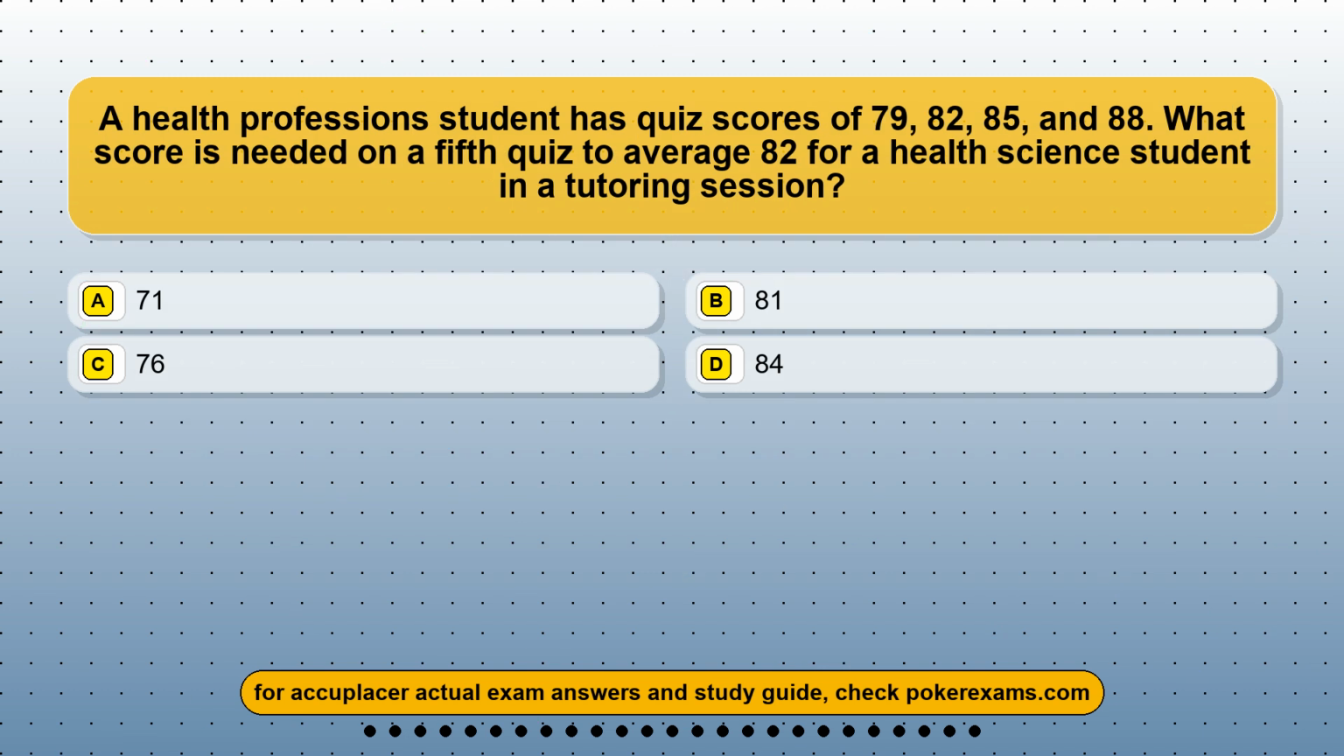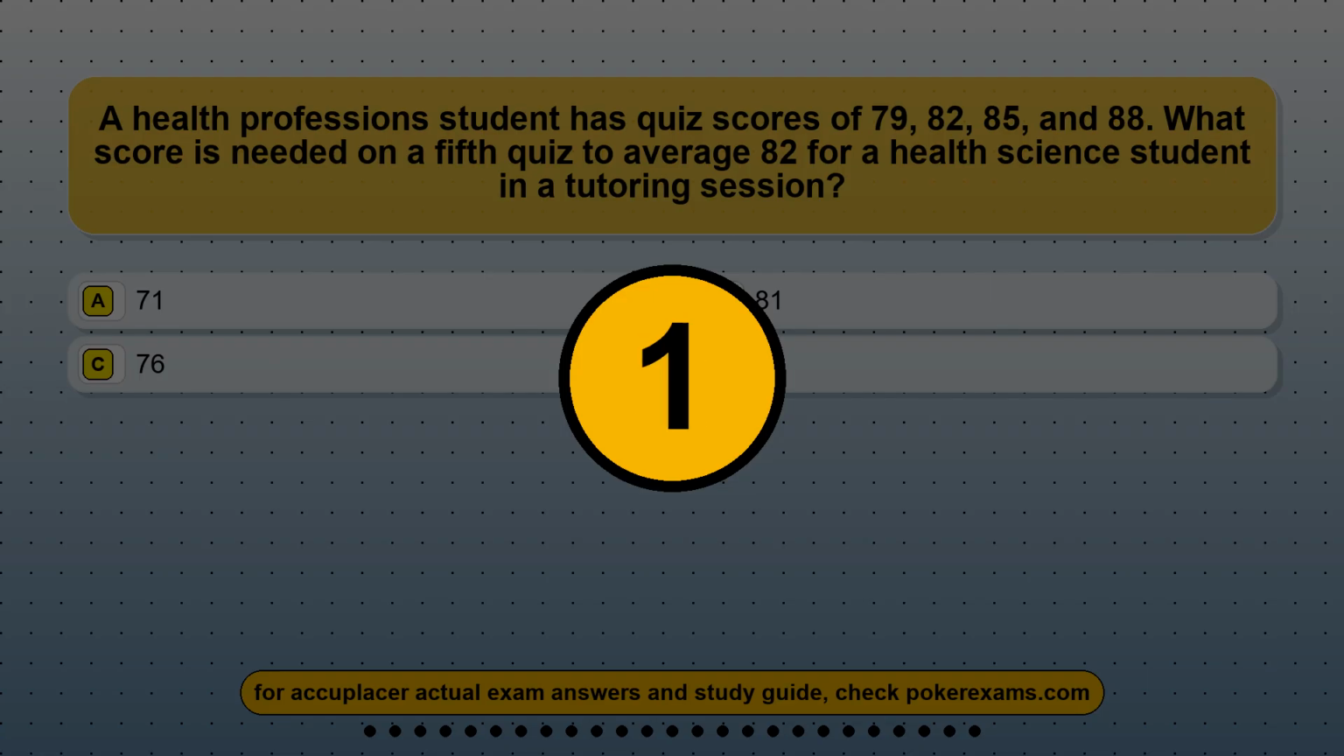Question 20. A health professions student has quiz scores of 79, 82, 85, and 88. What score is needed on a fifth quiz to average 82 for a health science student in a tutoring session? Option A, 71. Option B, 81. Option C, 76. Option D, 84.